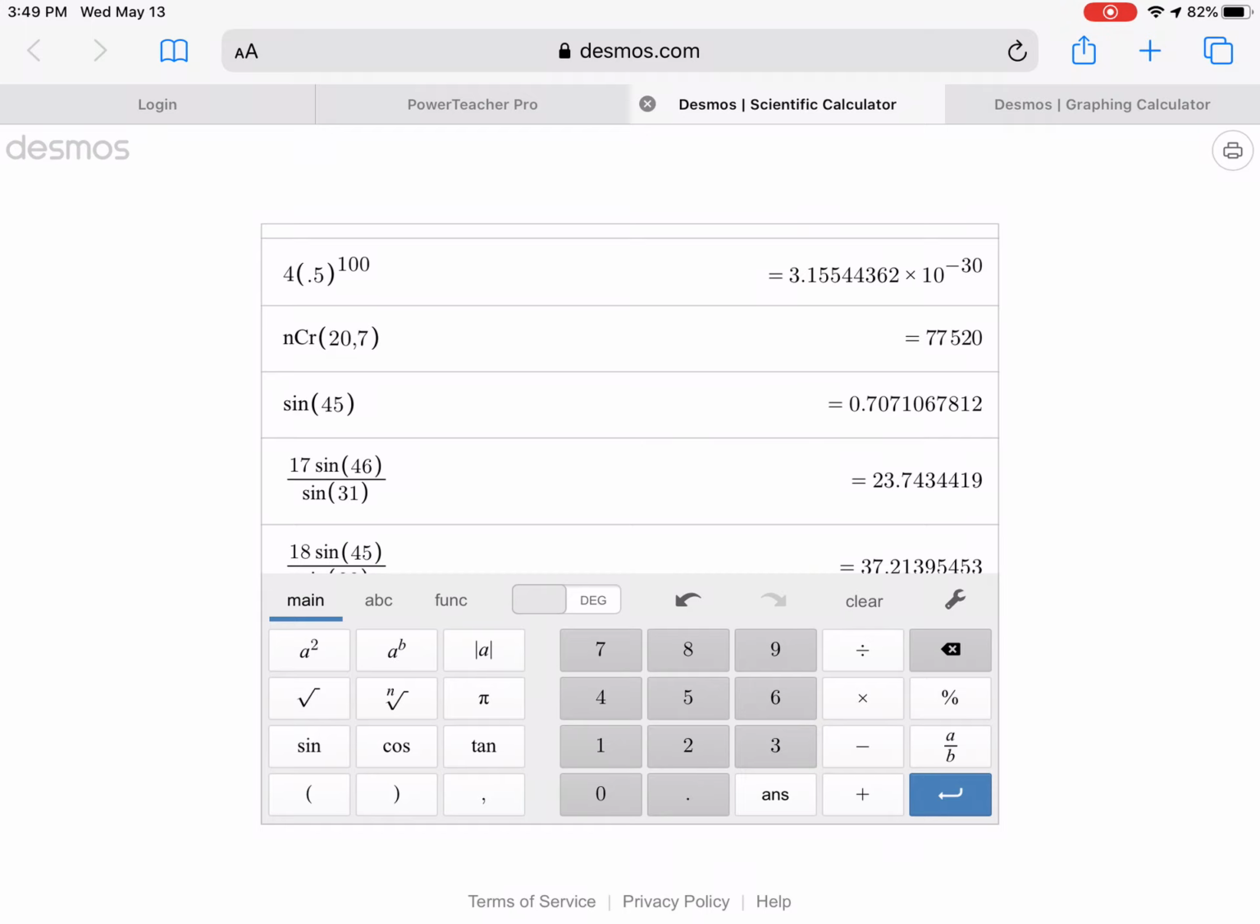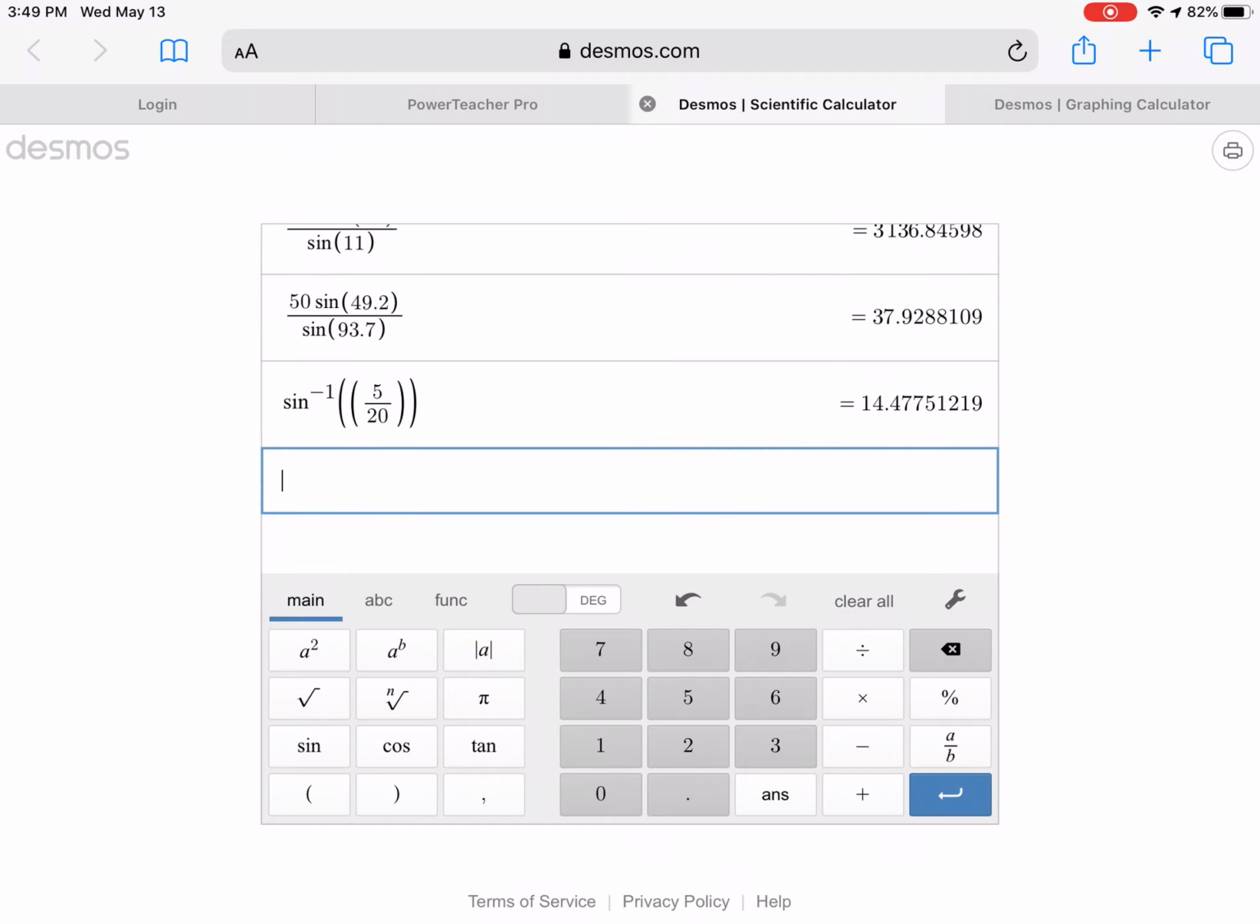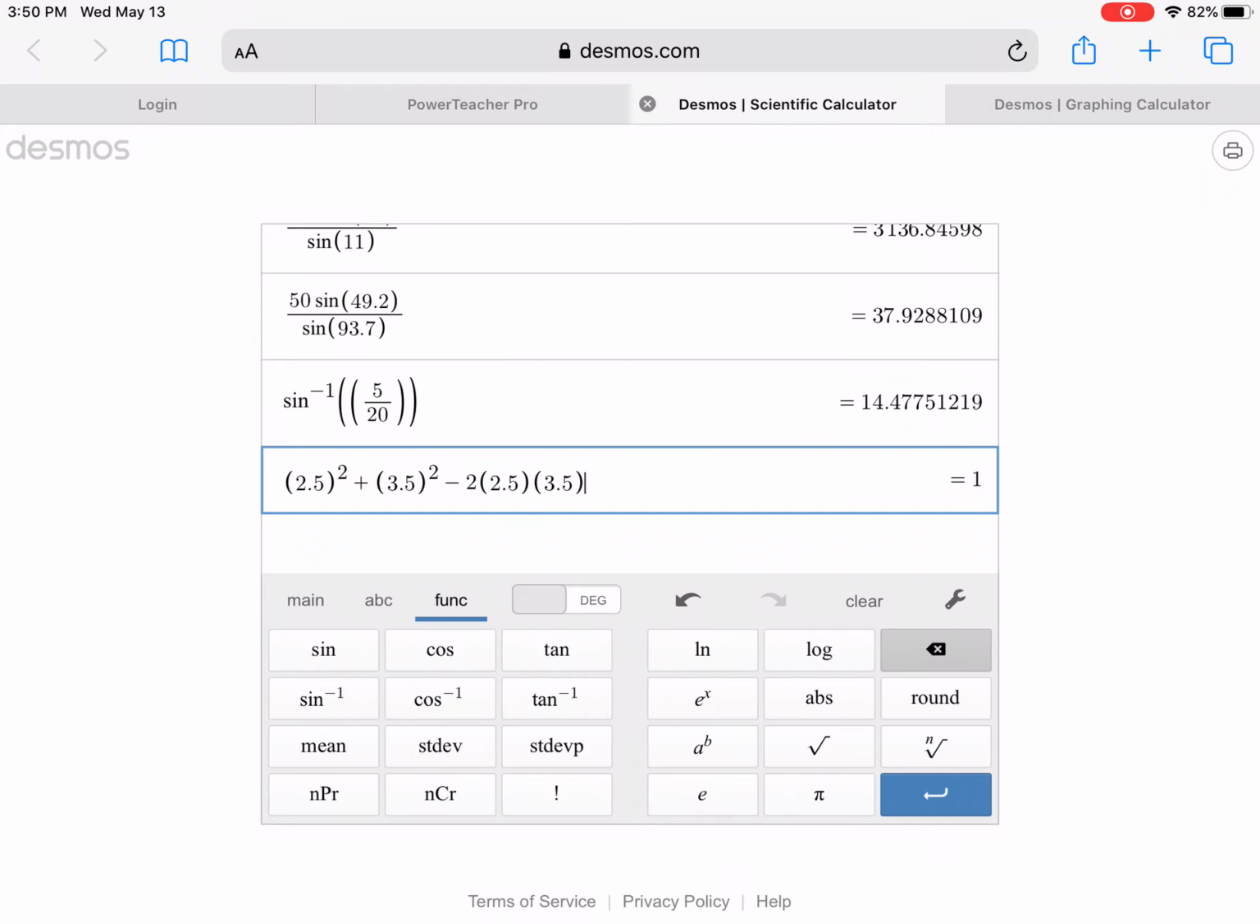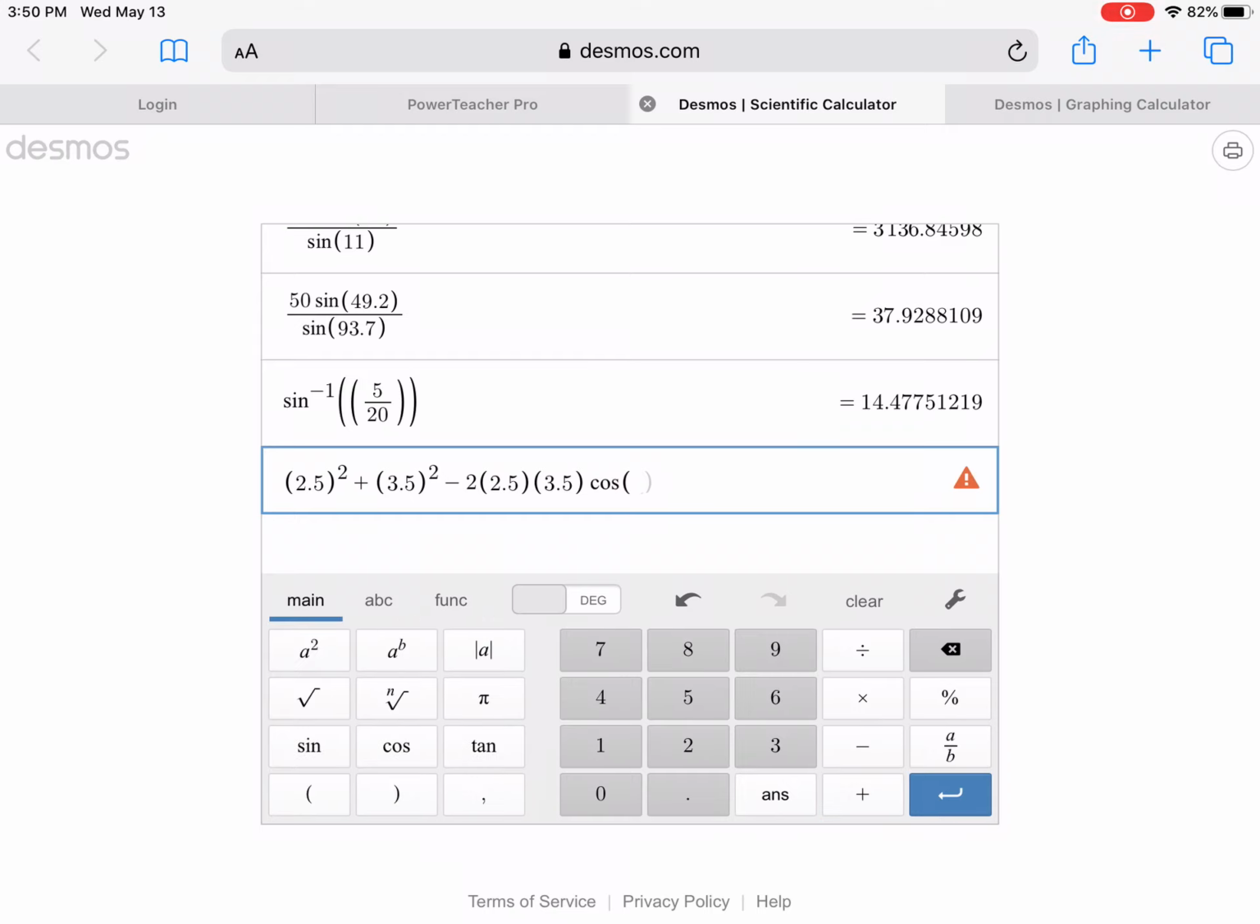So I have, and I'm going to plug it in here just like I have it written out. 2.5 squared plus parentheses 3.5 squared minus 2 times 2.5 times 3.5 times, I hit the function button, cosine of my angle, which is 40. Okay, so I notice I get 5.094.